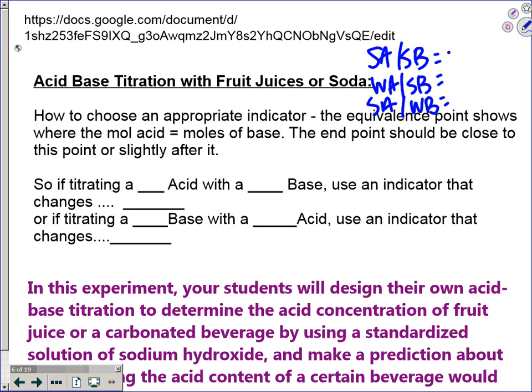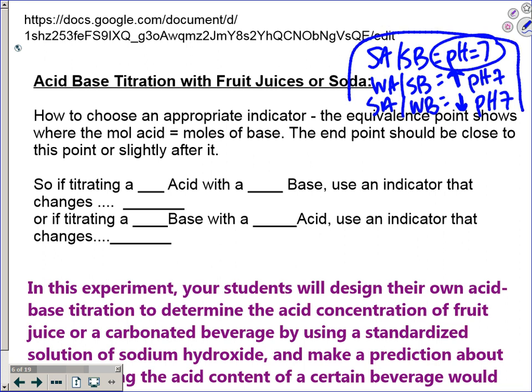Say again? pH of 7. We can't say neutral because neutral just means that it's somewhat neutralized, not a specific pH necessarily. Where will a weak acid, strong base end its equivalence point? Greater than 7? So above pH 7, because the strong base will pull the pH higher. And then what about strong acid, weak base? Below pH 7. Okay?